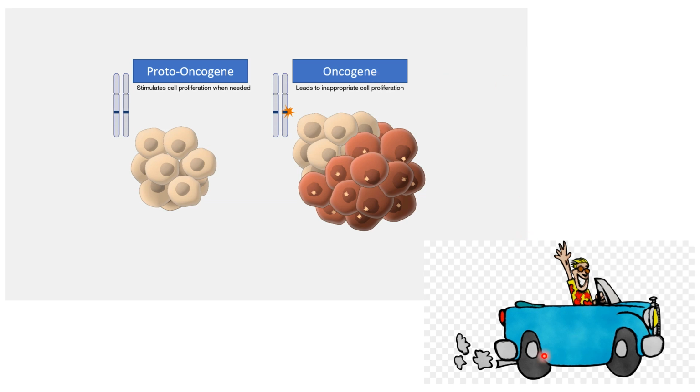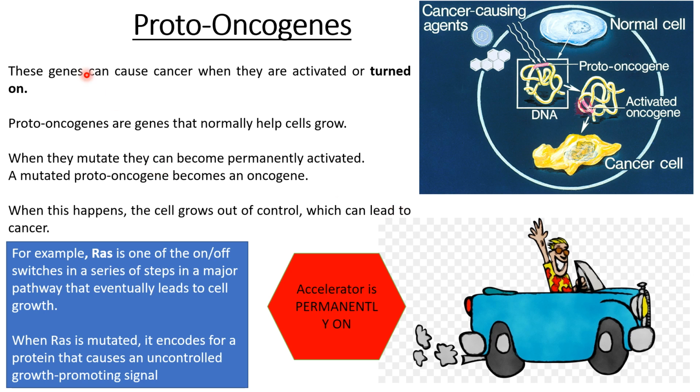The example I use is a car. So you have the accelerator. The accelerator is always turned on, switched on permanently, so the car keeps moving non-stop, just like your cell non-stop continues to divide. So, just a recap here, proto-oncogenes are genes that, when they are turned on or always activated permanently, are called an oncogene. And this leads to uncontrolled cell division.